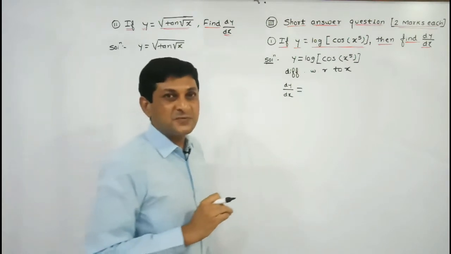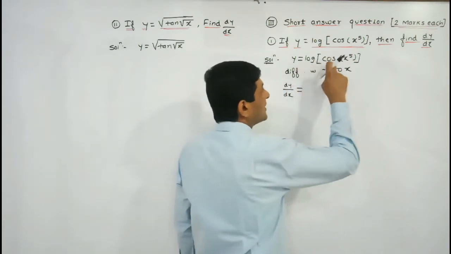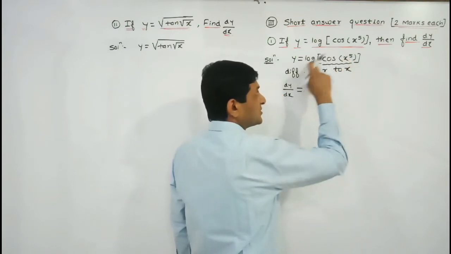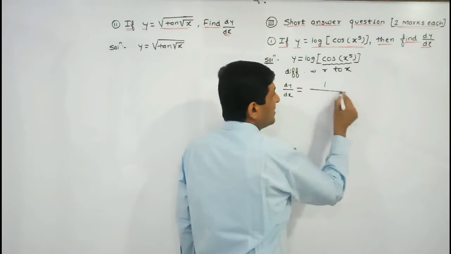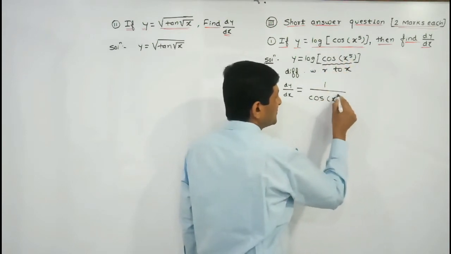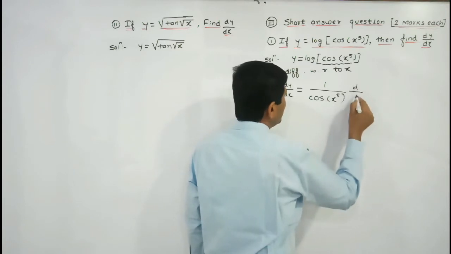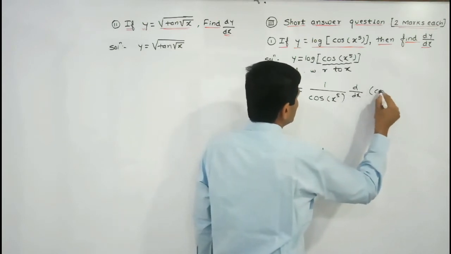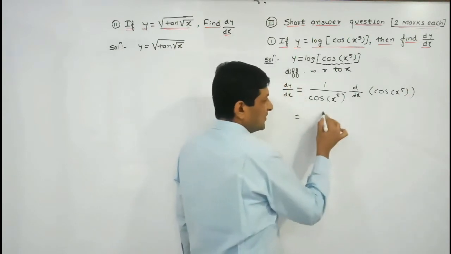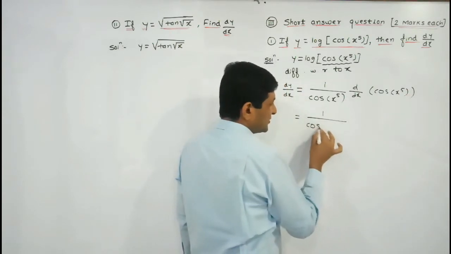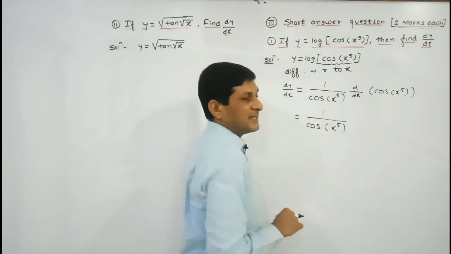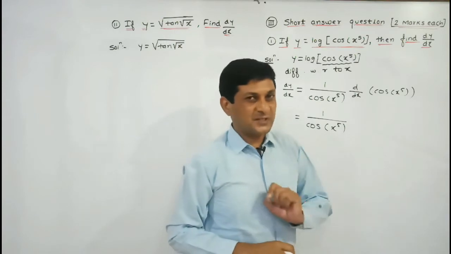Now observe that this function is in the form of log f of x, isn't it? This whole term is nothing but f of x. And what is derivative of log f of x? 1 upon f of x. What is the value of f of x here? Cos x raised to power 5 into derivative of f of x. f of x is what? Cos x raised to power 5, isn't it? So 1 upon, now keep this term as it is, cos x raised to power 5, keep it as it is. Now we are differentiating this function.